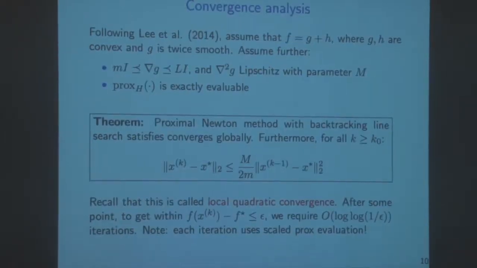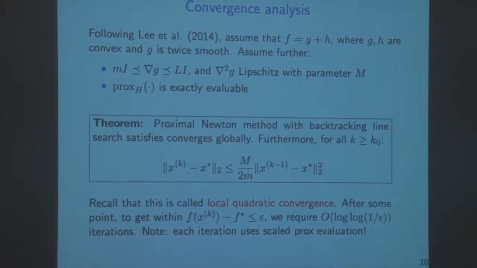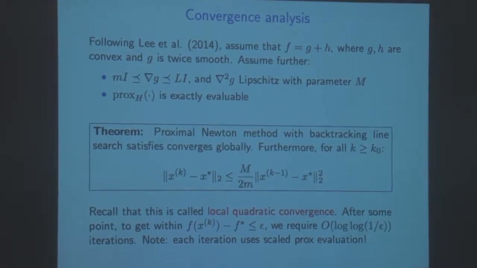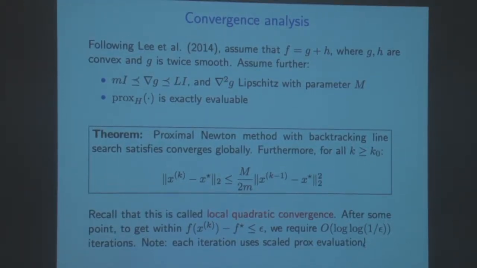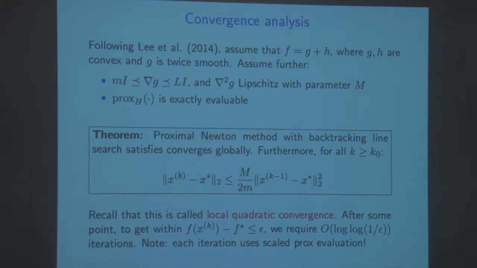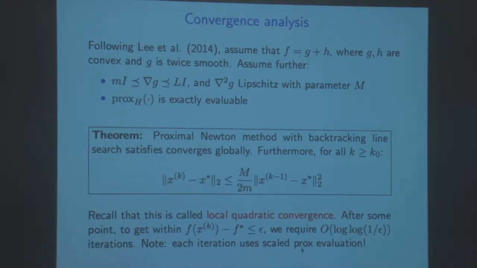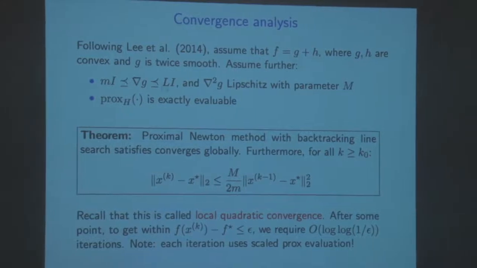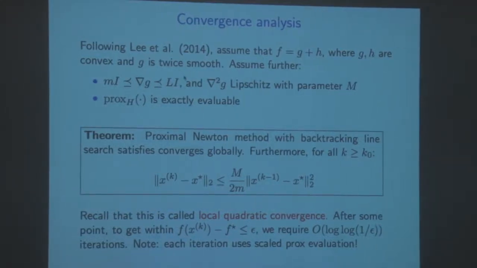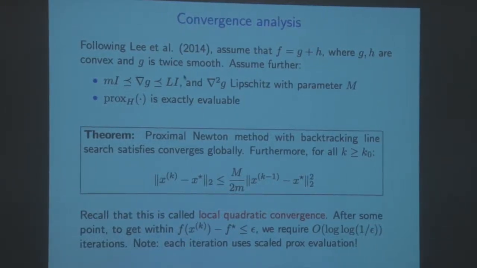Okay, convergence analysis. It gets the same convergence rate as Newton in terms of outer iterations. So it's a log log 1 over epsilon local rate, a locally quadratic convergence rate. Each iteration uses the scaled prox. That's important to remember, since we're counting the number of iterations here. These are the same conditions we put down for Newton. They're no different. Not the self-concordant analysis, but the original analysis. These ones right here.